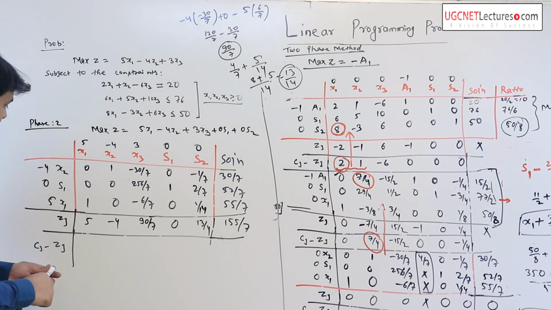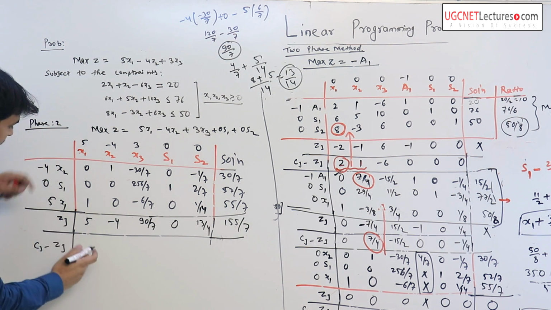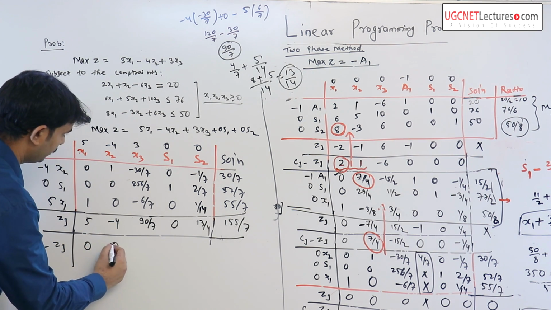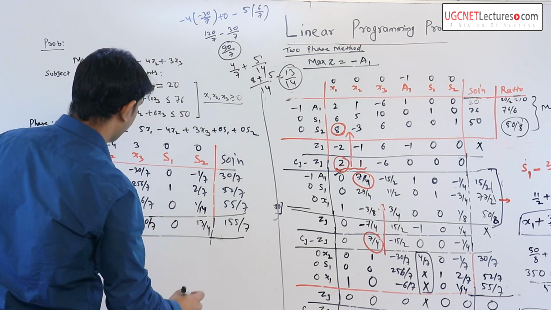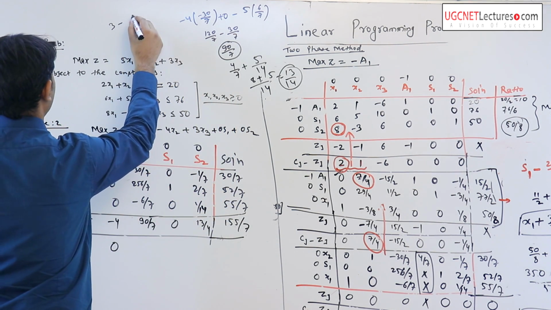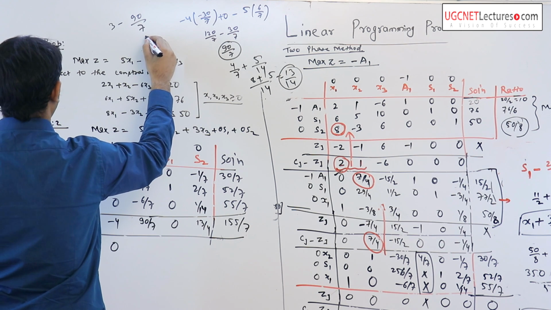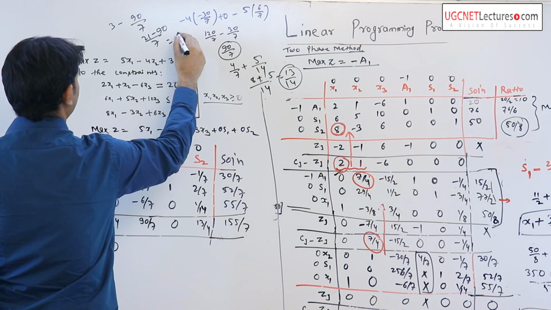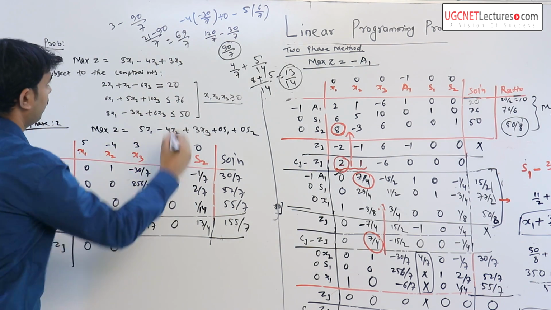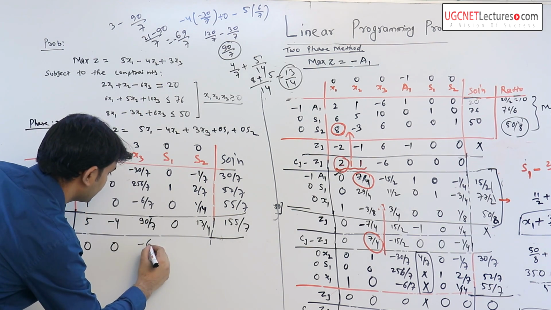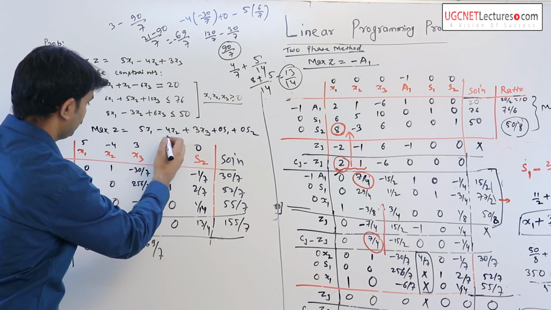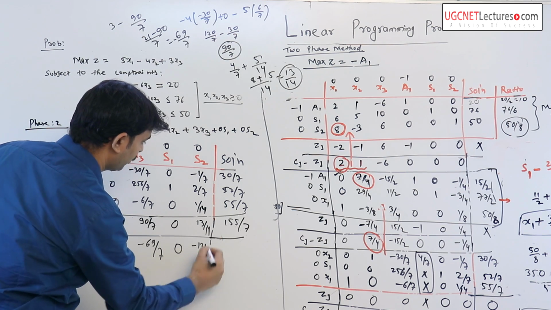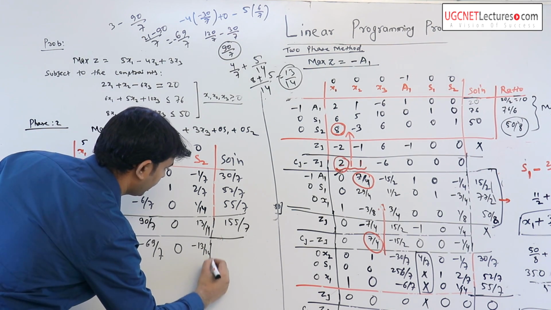Now what is our Cj minus Zj? So Cj minus Zj is 5 minus 5 is 0, -4 minus of -4 will be 0, 3 minus 90/7, 3 minus 90/7 will be minus 69/7, 0 minus 0 is 0, 0 minus 13/4 will be minus 13/14.